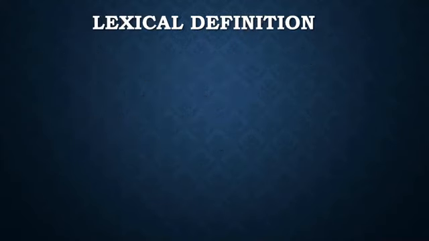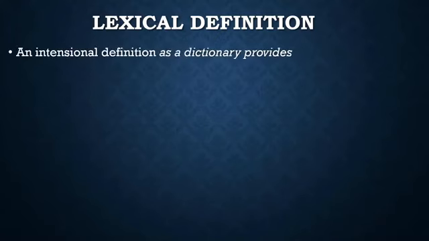Now, a lexical definition is somewhat of an attempt at an intensional definition, but you usually don't get all the necessary and sufficient conditions for the thing. So this is an intensional definition as a dictionary provides. If you are writing a philosophy paper on something like justice or free will, then you should not be looking up the terms in a dictionary, right? That's not going to help.